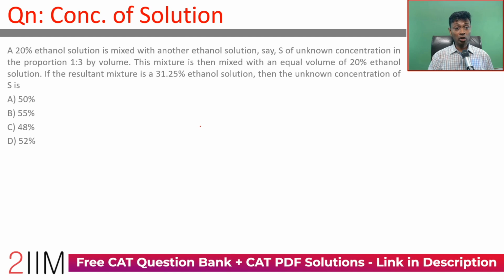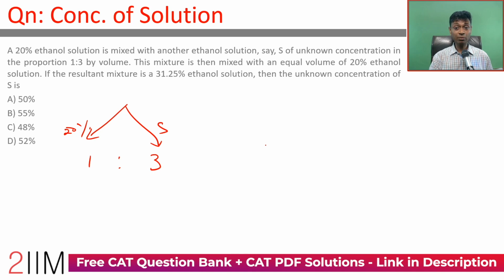A 20% ethanol solution is mixed with another solution, say S, of unknown concentration in the proportion 1:3 by volume. So 20% and S in the ratio 1:3.